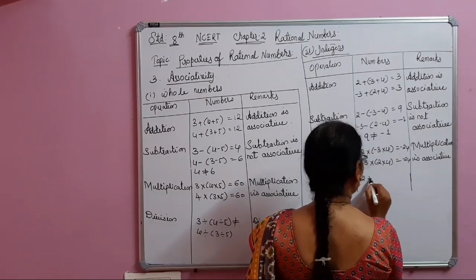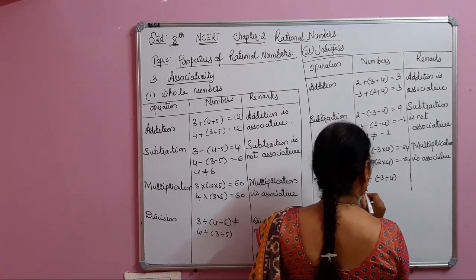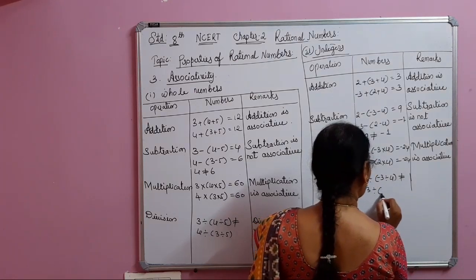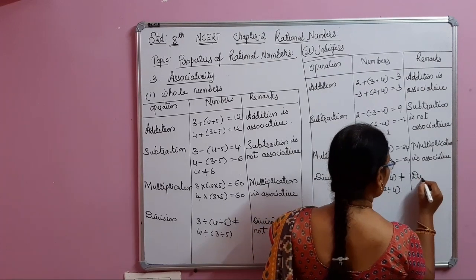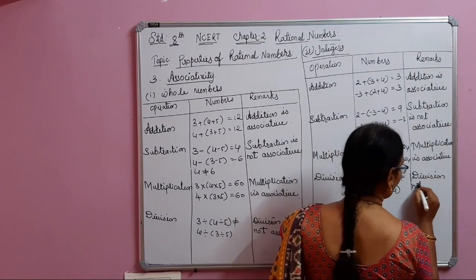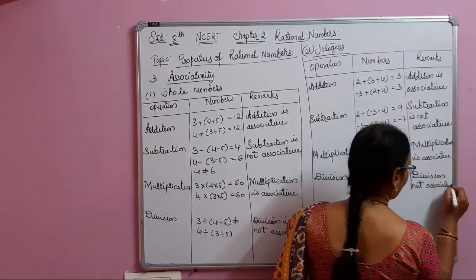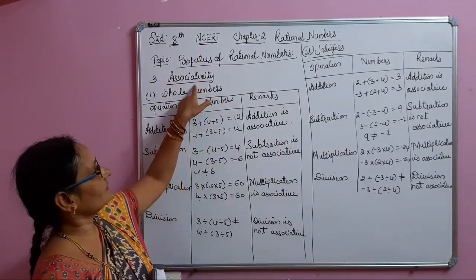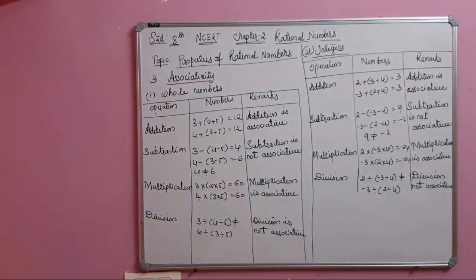Division. 2 divided by minus 3 divided by 4 is not equal to minus 3 divided by 2 divided by 4. That means division is not associative. This is associativity for whole numbers and integers. If you want, you can copy, children.